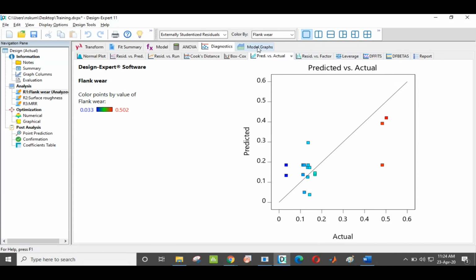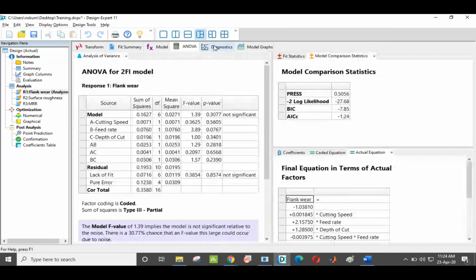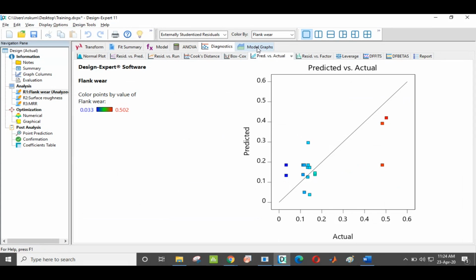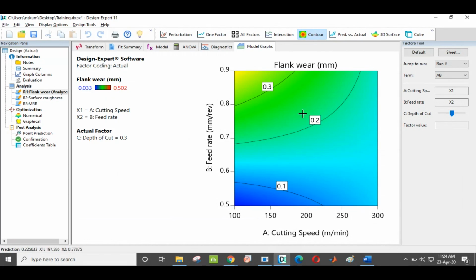Then I will go with the model graphs. Here on this ANOVA, diagnostics. Now I am going with model graphs. So this is the contour plot. The contour plot I am going to draw between cutting speed and feed rate and the output flank wear. So here I can change.